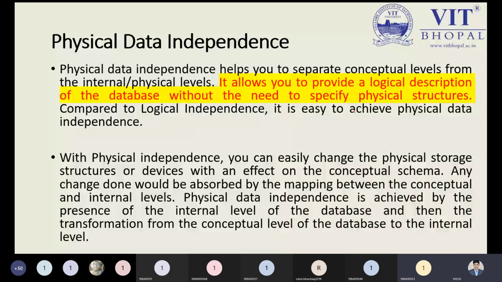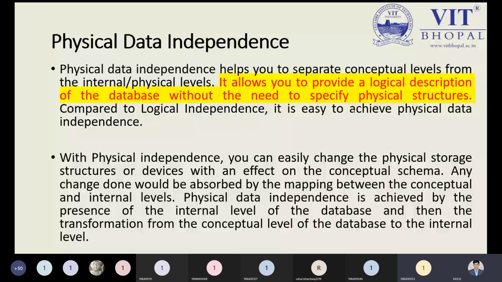Sir, it means it is independent of the logical level. Sir, if we make any changes in the schema of the physical level, then it will not affect the logical level. Super answer. Thank you. A nice answer.